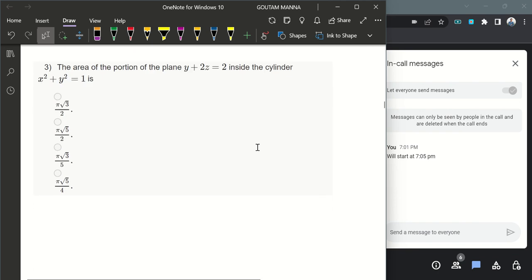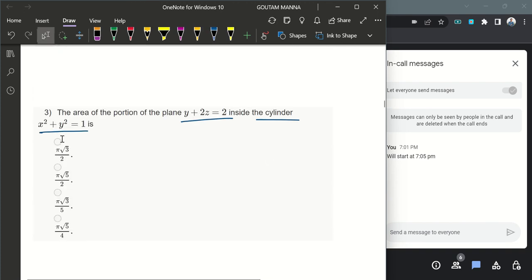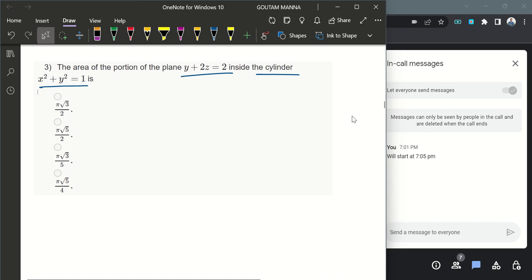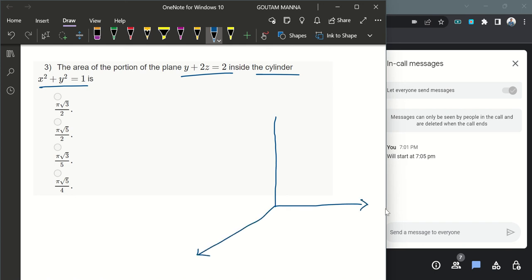And the third problem: we are asked to find the area of the portion of the plane y plus 2z equals 2 inside the cylinder x square plus y square equals 1. So it's a similar problem to the first one we did. Here we also have a cylinder of radius 1. So let's draw it, with x, y and z.